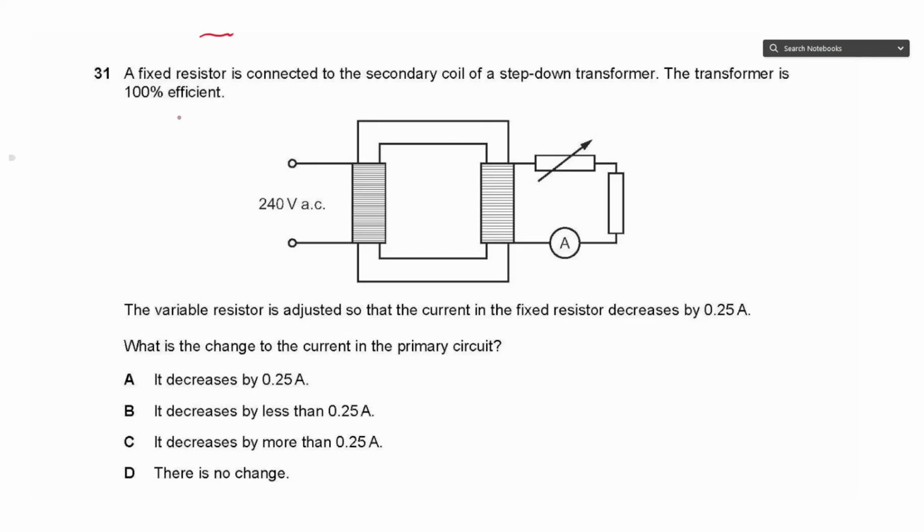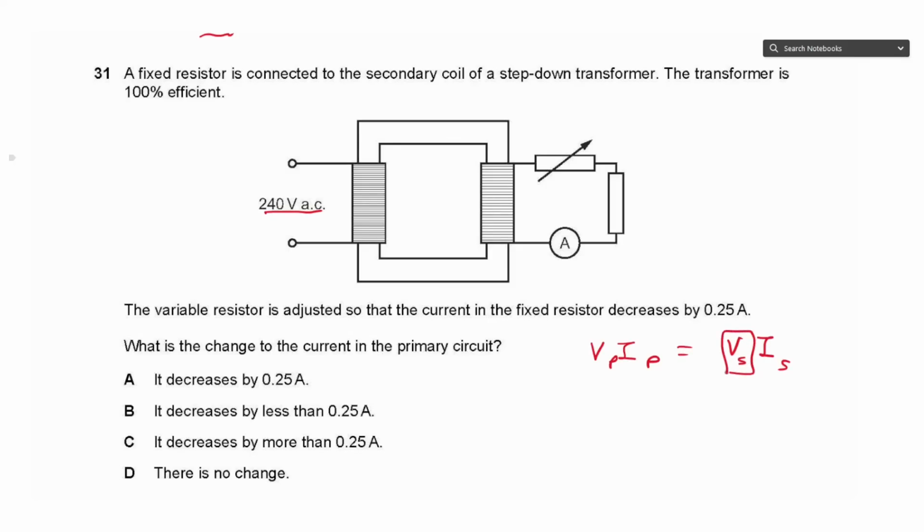Question 31 says a fixed resistor is connected to the secondary coil of a step-down transformer. The transformer is 100% efficient. The variable resistor is adjusted so that the current in the fixed resistor decreases by 0.25 amperes. What is the change in the current in the primary coil? Since the ratio of the number of turns of coil on the secondary and primary does not change, therefore the voltages should not change also. And we have a 100% efficient transformer, which means VI, which is the power input, is equal to the power output, primary is equal to secondary.